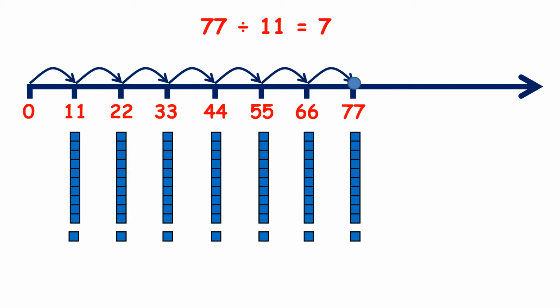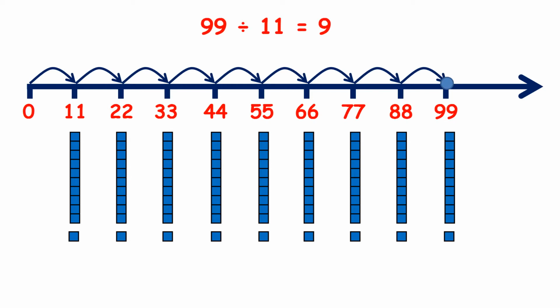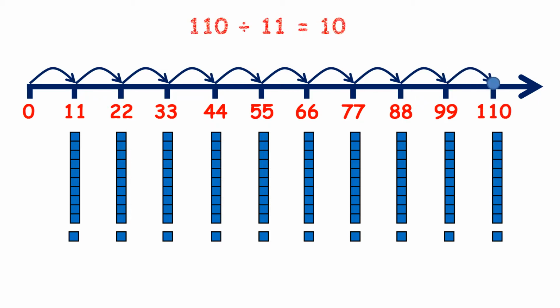77 divided by 11 is 7. 88 divided by 11 is 8. 99 divided by 11 is 9. 110 divided by 11 is 10. So if we have 110, we can make 10 groups of 11.